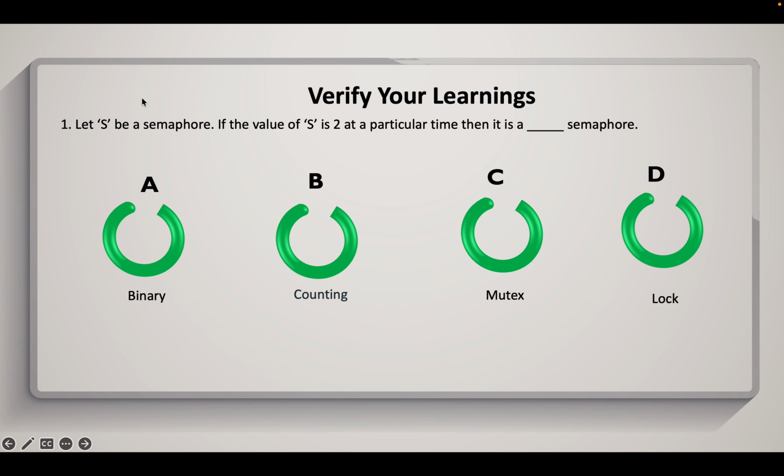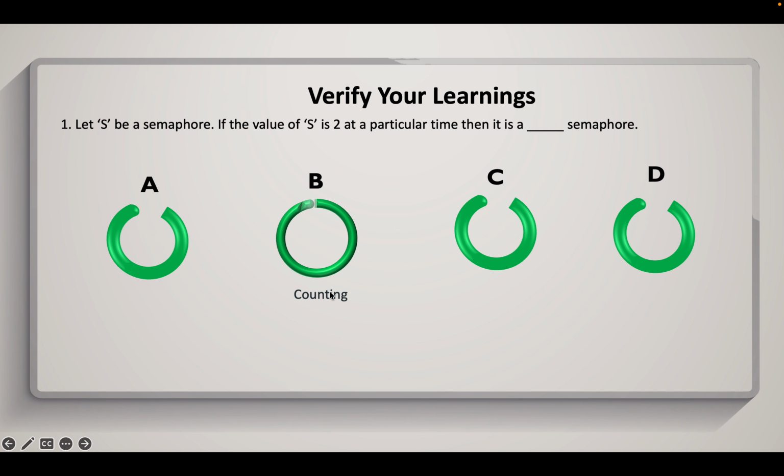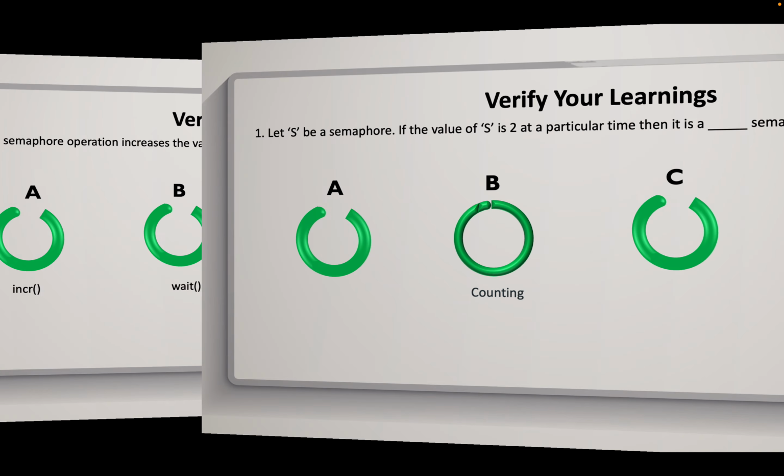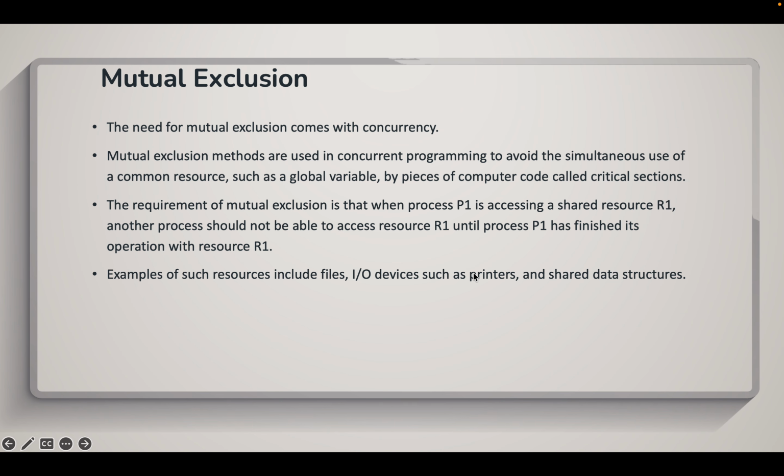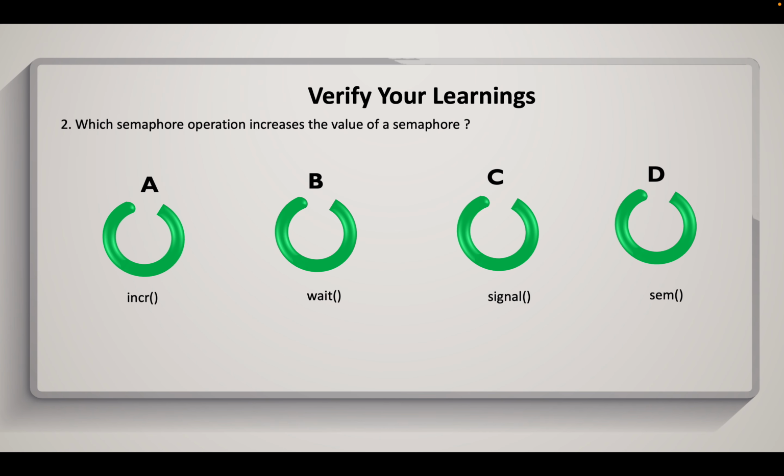Let S be a semaphore. If the value of S is 2 at a particular time, is this a binary semaphore, counting semaphore, or mutex semaphore? The answer is counting semaphore, because binary semaphore will have either 0 or 1. Which semaphore operation increases the value of a semaphore: increment, wait, signal, or semaphore? The signal function increases the semaphore value by 1.